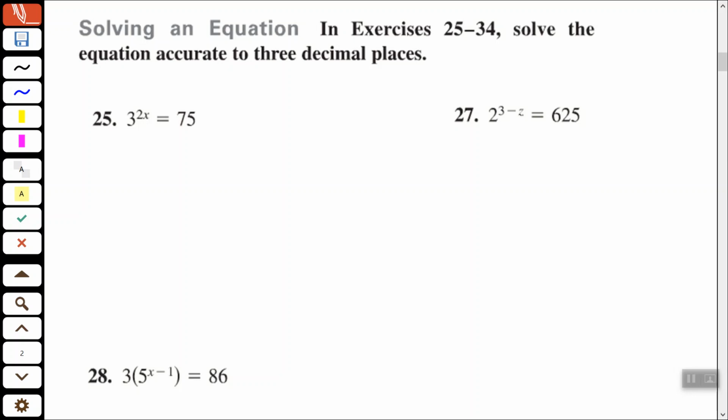So here we have 3 to the power of 2x equals 75. I'm trying to solve for x, so I want to get it out of the exponent first of all. The first thing I'm going to do is apply the natural logarithm to both sides of the equal sign. And from our properties of the natural log, we know that we can rewrite the natural log of 3 to the power of 2x by bringing this 2x out in front of the natural log.